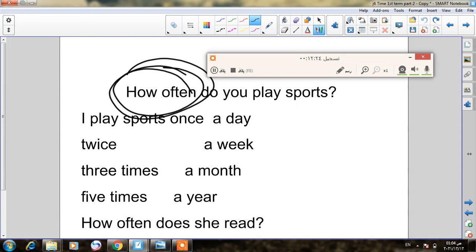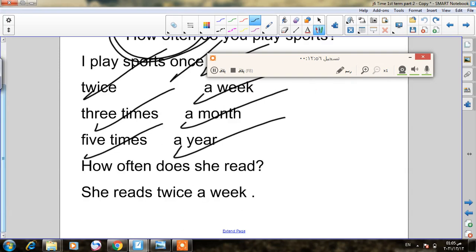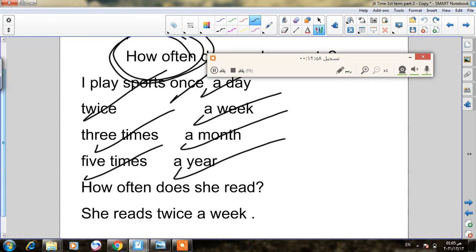When I say, for example, how often do you play sports? Okay, we can say I play sports once or twice or three times, four times, five times, seven times, and so on. A day, a week, a month, a year, and so on. As we said, I use the question word how often in order to ask about how many times do I do this action. And okay, these are the expressions that I can use in order to answer this question. Okay, and then after this, how often does she read?